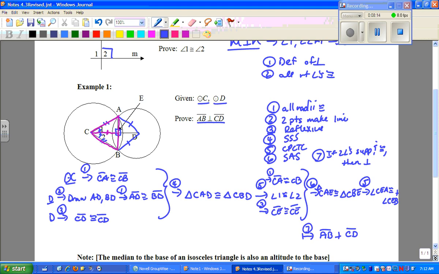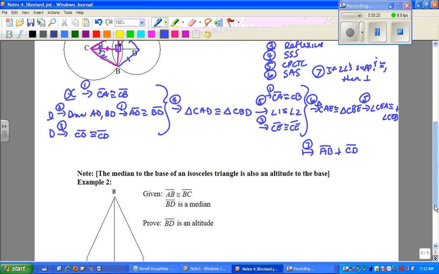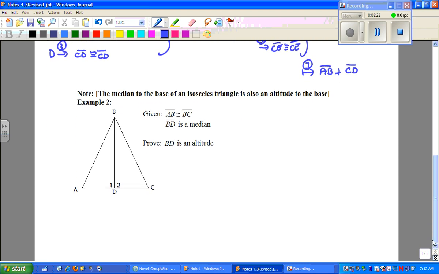What kind of proof was this, by the way? I heard you say it. Detour. Detour. Just like we've been doing in Unit 4.1. All right, let's wrap it up. Last one here. So note, the median to the base of an isosceles triangle is also an altitude to the base. Okay, so we've done this.